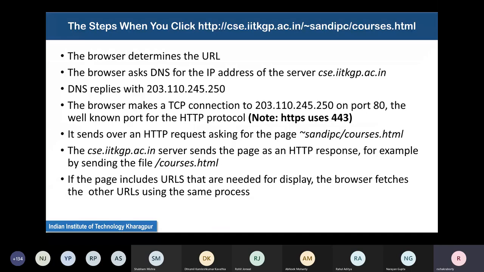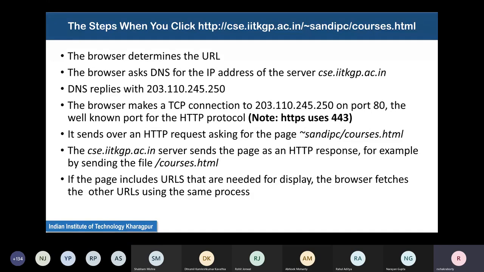When you type http://csc.itkgp.ac.in/tilde/sandeepc/courses.html, the browser determines the URL. It asks the local DNS server for the IP address of the server csc.itkgp.ac.in. Suppose the DNS reply is 203.110.245.250. Then the browser makes a TCP connection to this on port 80.